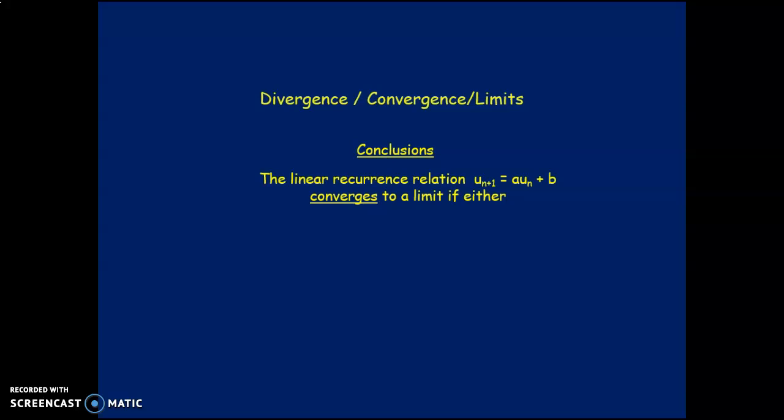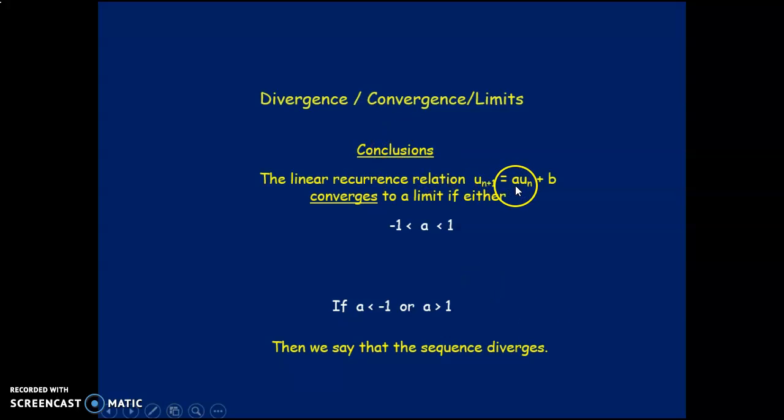So, in conclusion, a linear recurrence relation converges to a limit if, when we look at this, our a value, the value in front of un, is between -1 and 1. And if the a value is less than -1, or greater than 1, we can say the sequence diverges. So we're looking at this a value in front.